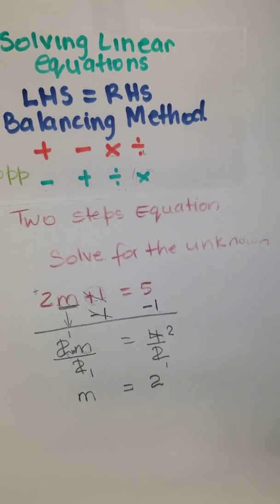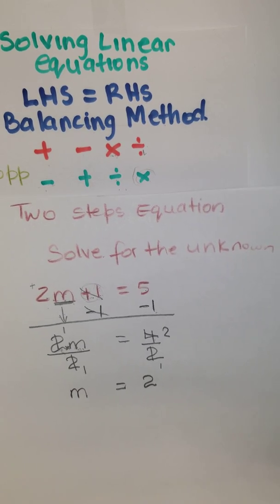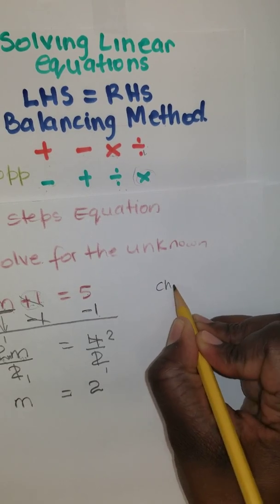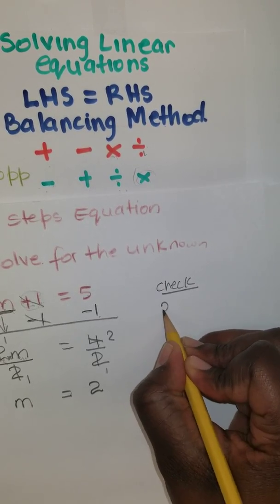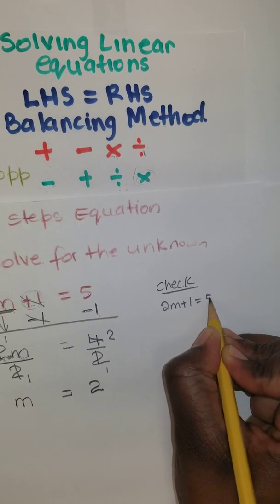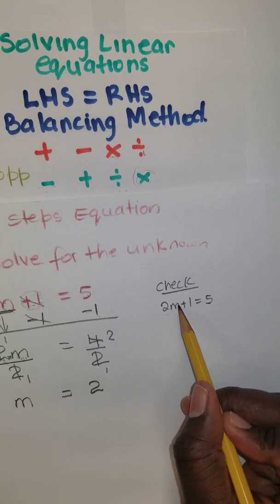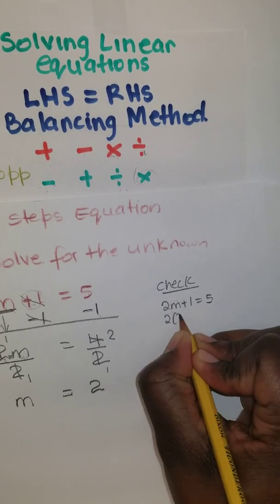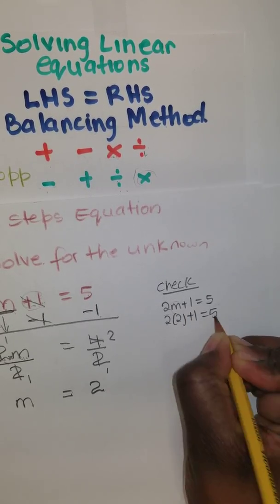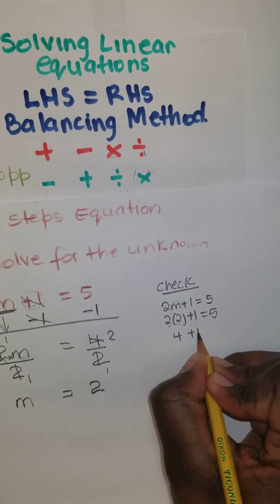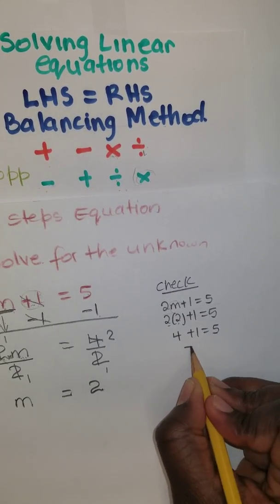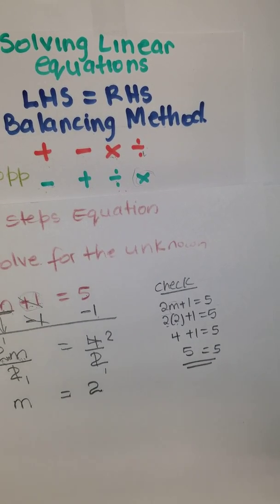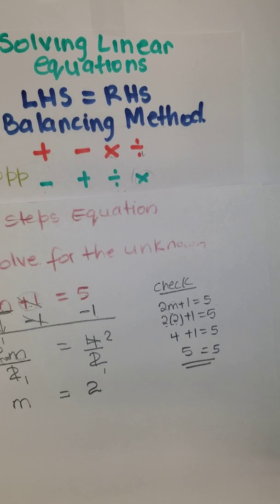Remember, we always check to ensure that our answer is correct. So let's check. We're given 2m plus 1 equal 5. In this equation, anywhere you see m, you put the solution you got. So 2 times 2 plus 1 is equal to 5. 2 times 2 is 4, plus 1 is equal to 5. 5 is equal to 5. So we know it's balanced. Therefore, it is indeed correct.